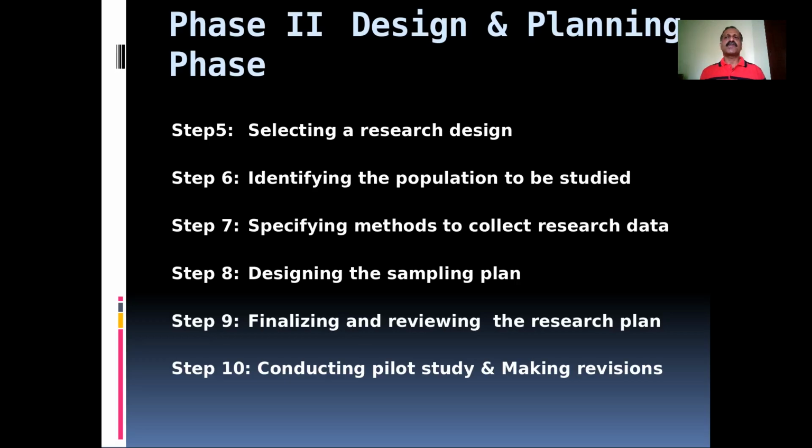Which sampling plan are you going to use in your study? How are you going to select the sample from the whole population? This is designing the sampling plan. So you have to choose an appropriate, suitable, well-fitting sampling plan from the list of sampling plans available. Once that is finalized, we go to step 9, that is finalizing and reviewing the research plan.